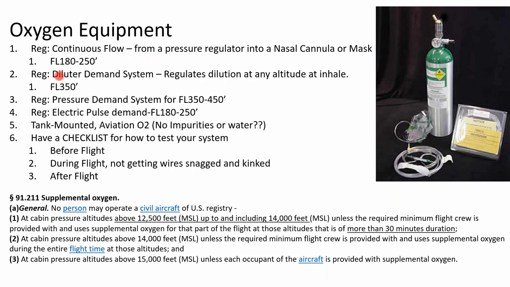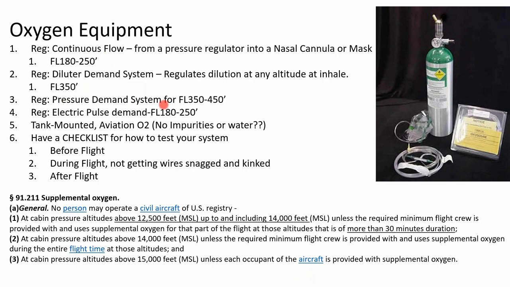Yep. And then you've got the diluter demand, which is generally more like the mask with the bag, and it has a sensor that as you inhale, it keeps the oxygen that's already diluted in the bag regulated, so it wastes a little bit less, and it's good up to about 35,000 feet. If you get these questions on the written, they are not this specific about the height. They're more about how it works, and how they work is pretty much in the name.